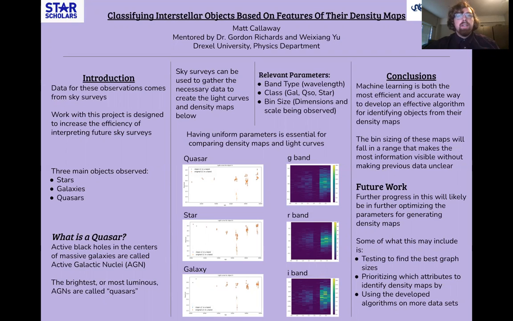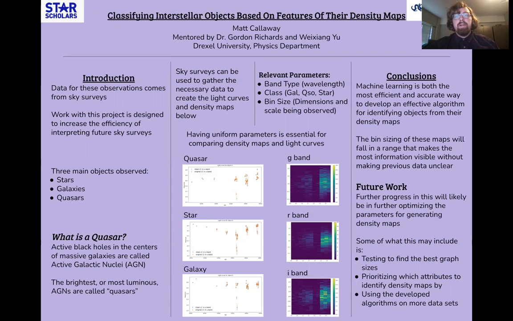The three density maps here are of different band types, G, R, and I, and each one of these bands encompasses its own range of wavelengths. And all these are actually density maps of the same galaxy, but they appear different because each map is using a different range of wavelengths to create it.